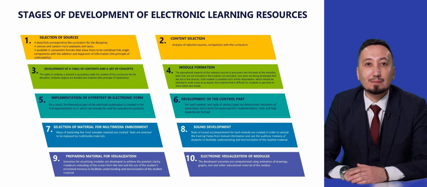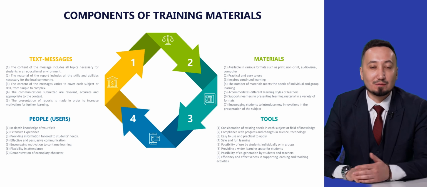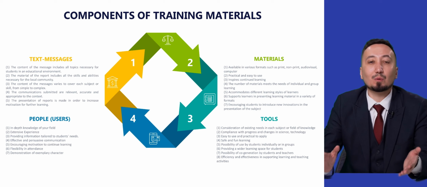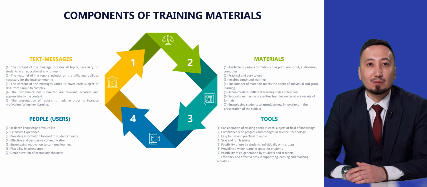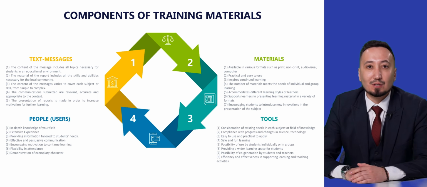The components of educational materials are text messages, materials, means, people, tools, environment, management. Let's take a closer look at each component. Text messages. The content of the message includes all the topics needed by students in the educational environment and includes all the skills needed by the local community. The content of the messages varies to cover each subject or skill, from simple to complex, is relevant, accurate, and relevant to the context. The presentation of messages is made in order to increase motivation for further learning.